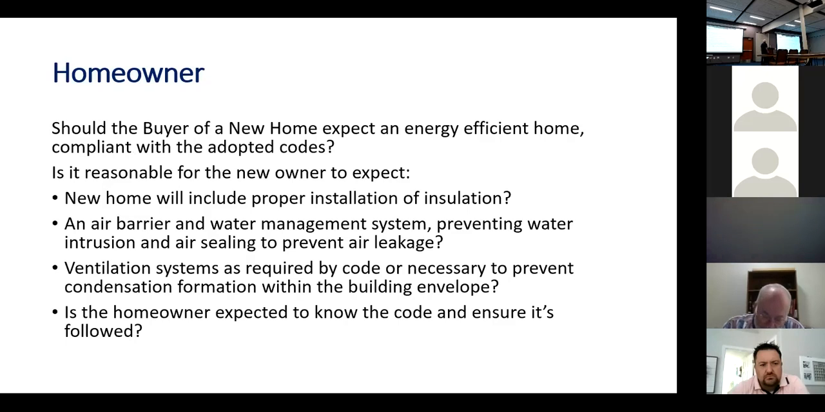And the homeowner, the expectation, you know, they need to have some ownership on it.